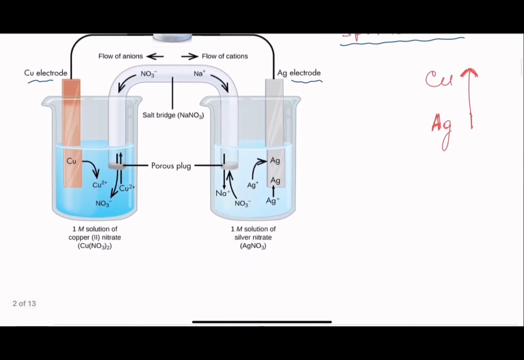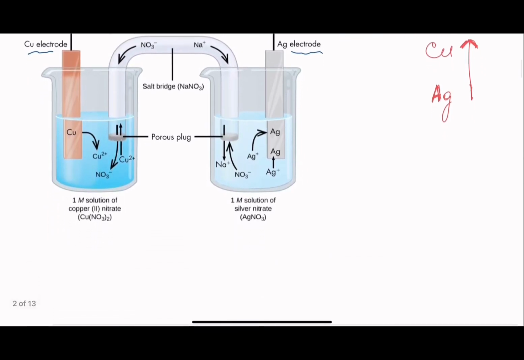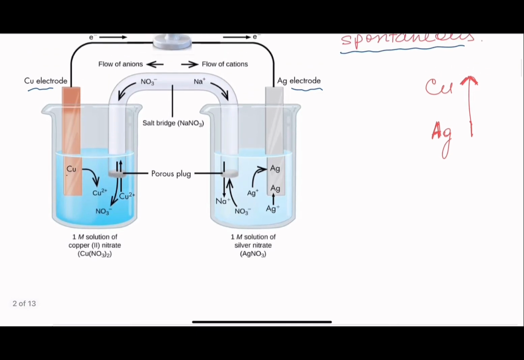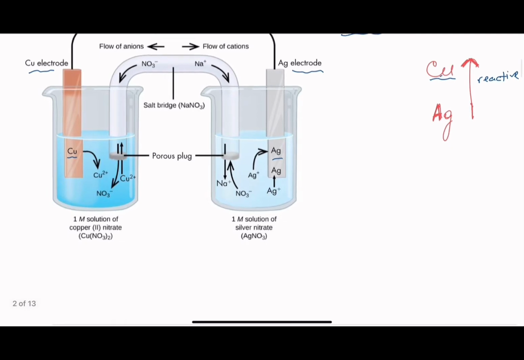But before we move ahead, I just wanted to review a couple of things. So copper and silver as a metal. Because we know that copper is higher than silver on the activity series, we know that copper is more reactive. More reactive, oxidizes better, and a stronger reducing agent. Okay, so now what do we have?